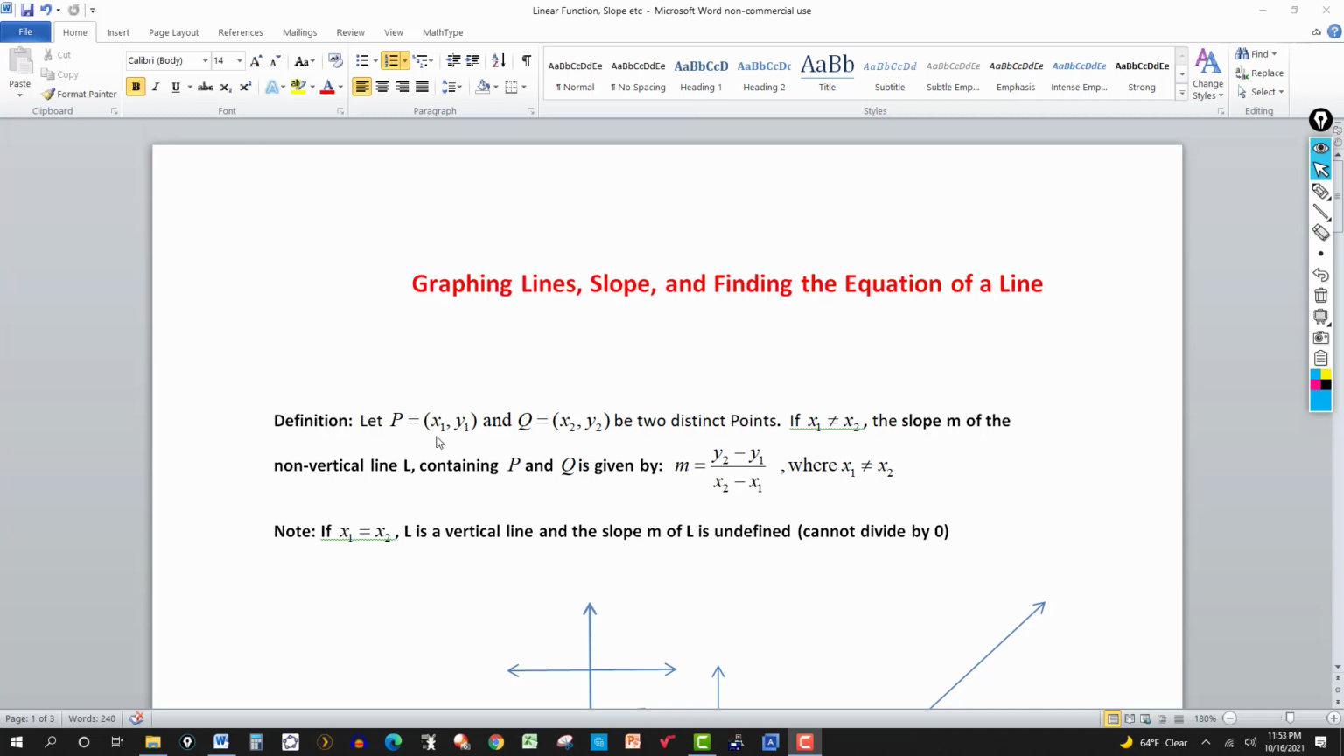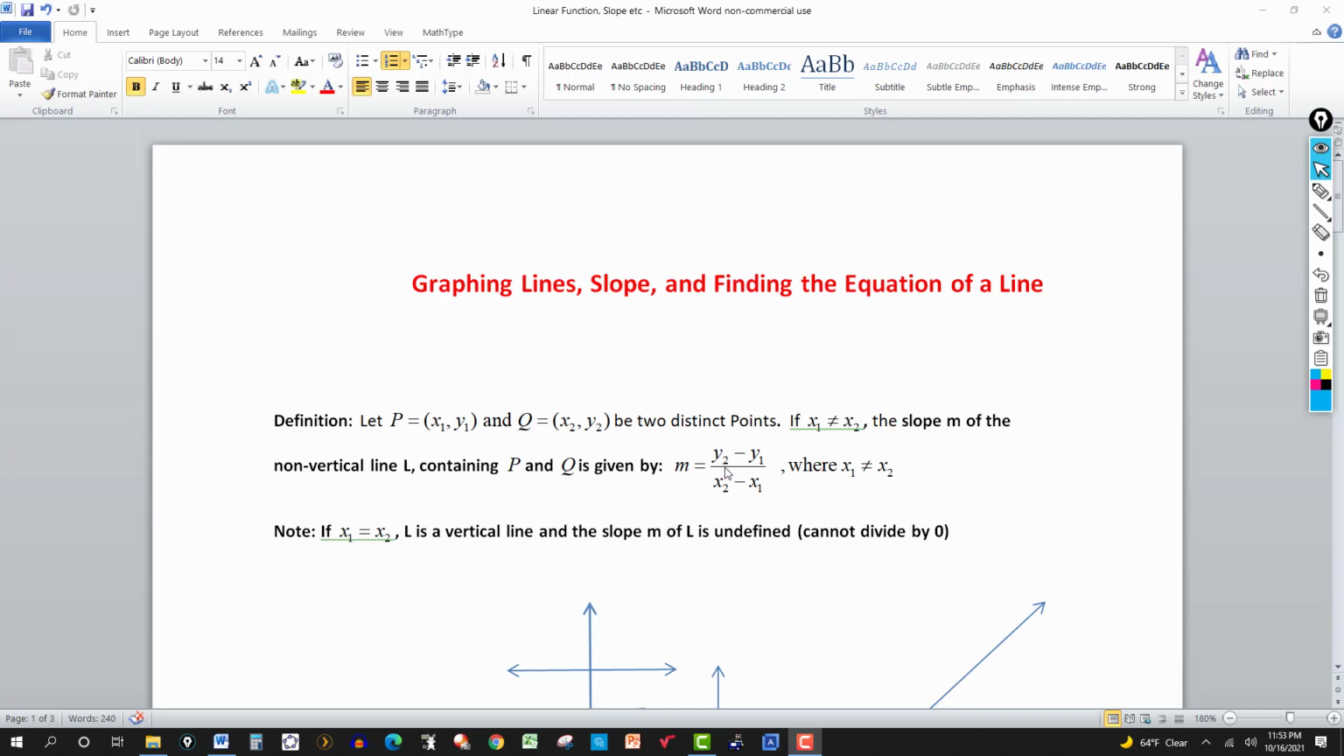But we're going to look at a few definitions first here. Our main one right here is: let P be the point consisting of x1, y1, and Q the point consisting of x2, y2. These will be two distinct points. Assuming that x1 does not equal x2, the slope m of the non-vertical line L containing the points P and Q is given by this formula.